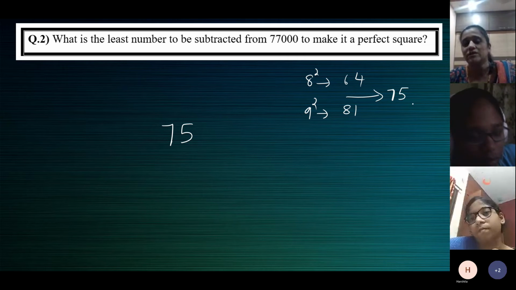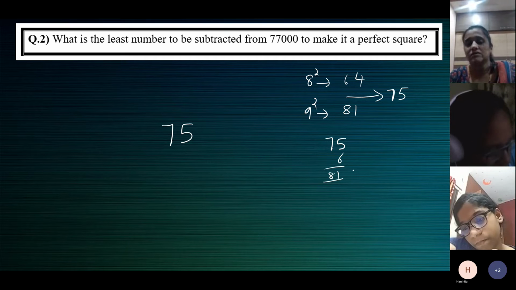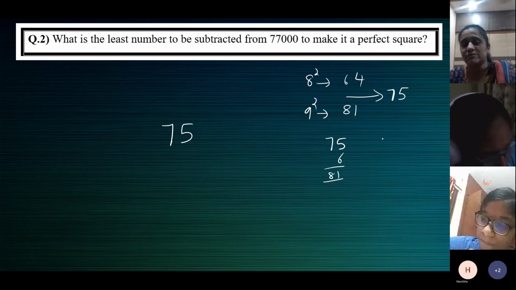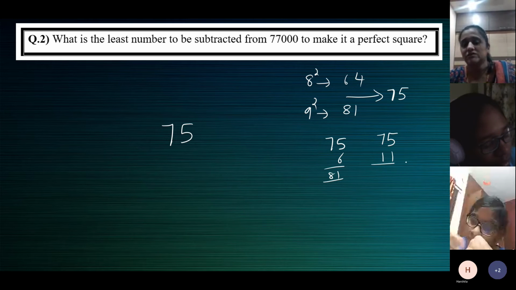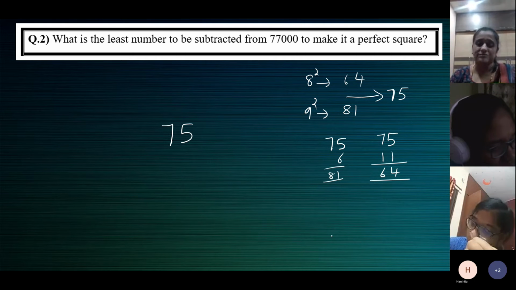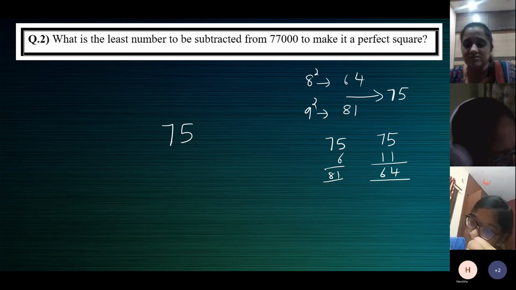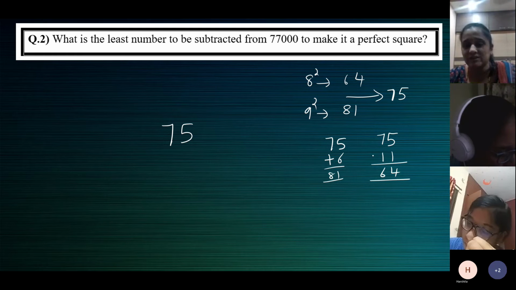So the smallest number to be added to make it a perfect square is 6. And the smallest number that is to be subtracted from 75 to make it a perfect square is 11. It becomes 64, and 64 is a perfect square. The smallest number to be added is 6. The smallest number to be subtracted is 11.